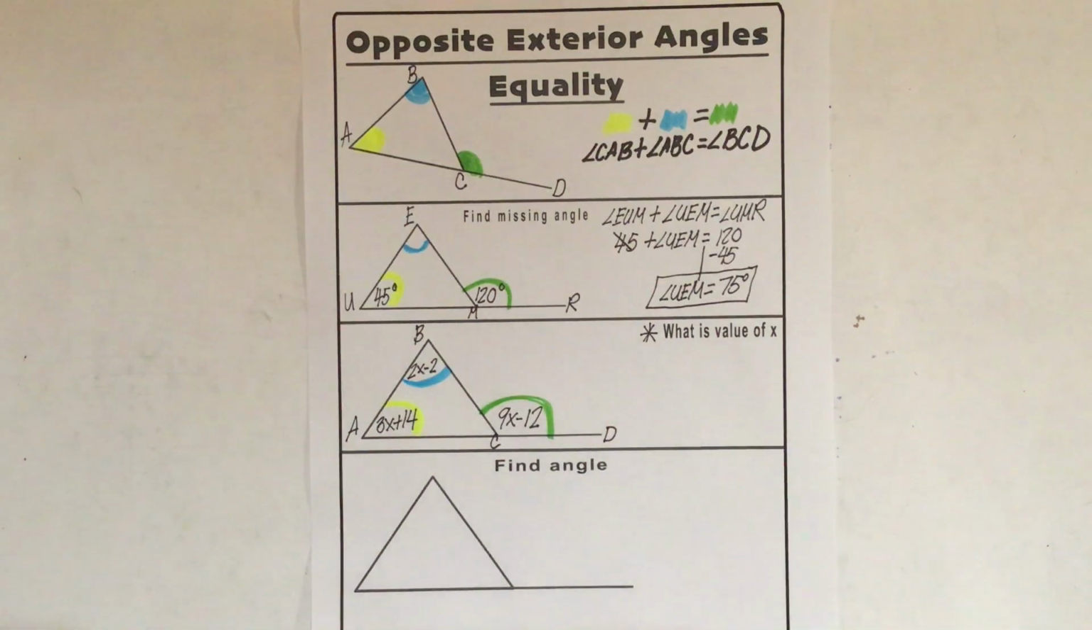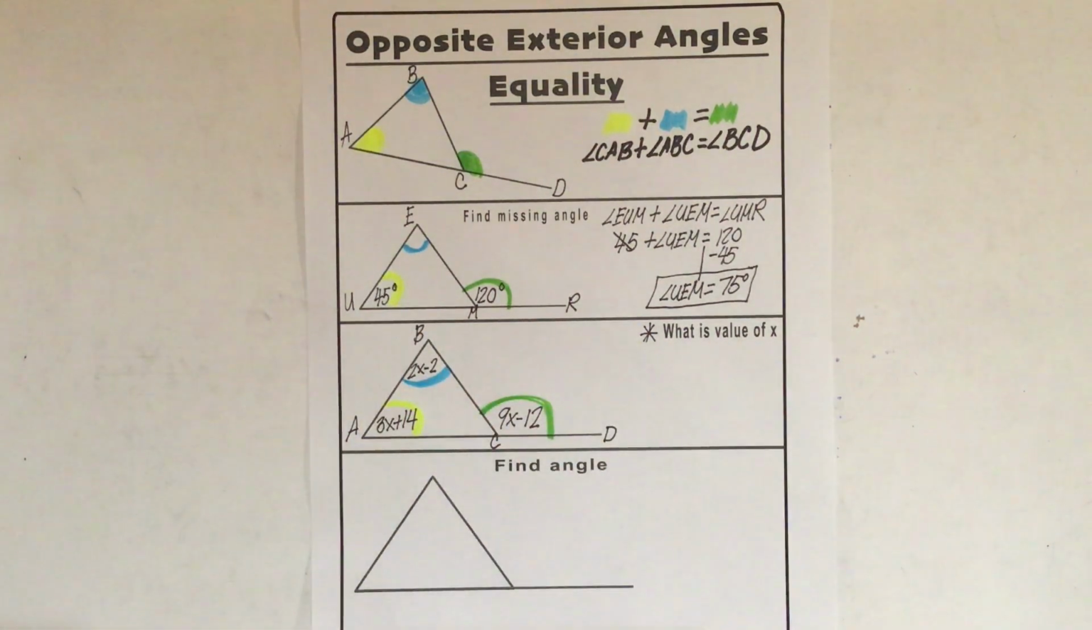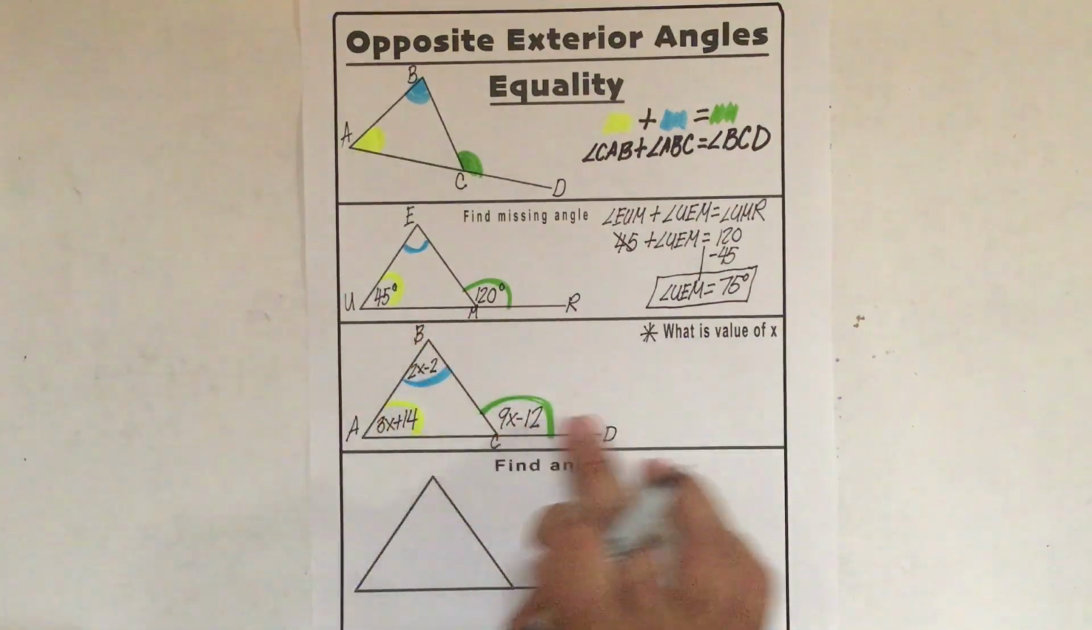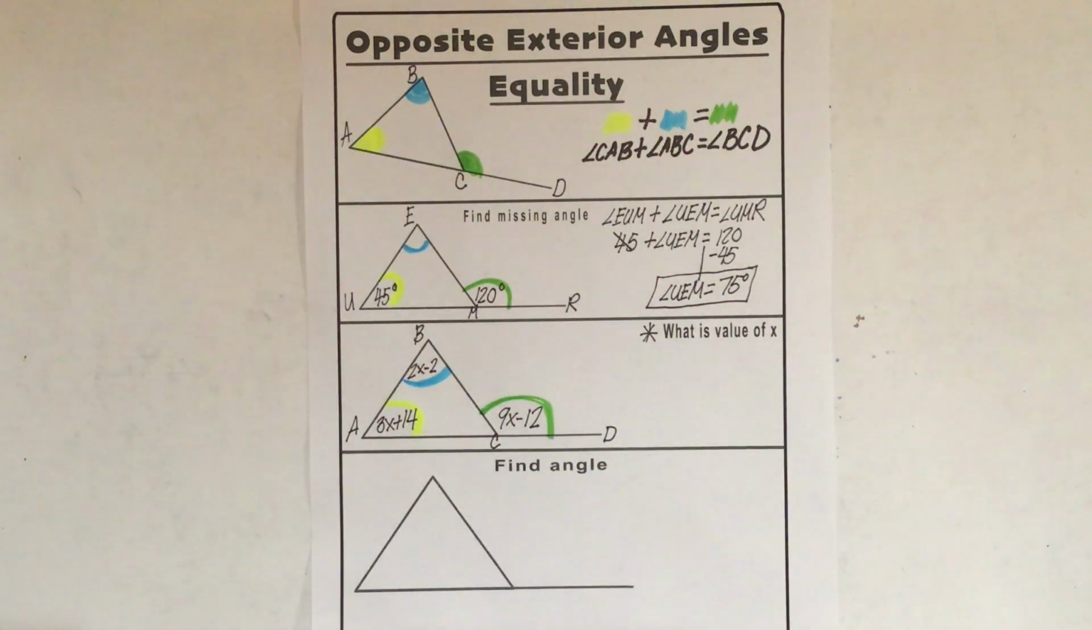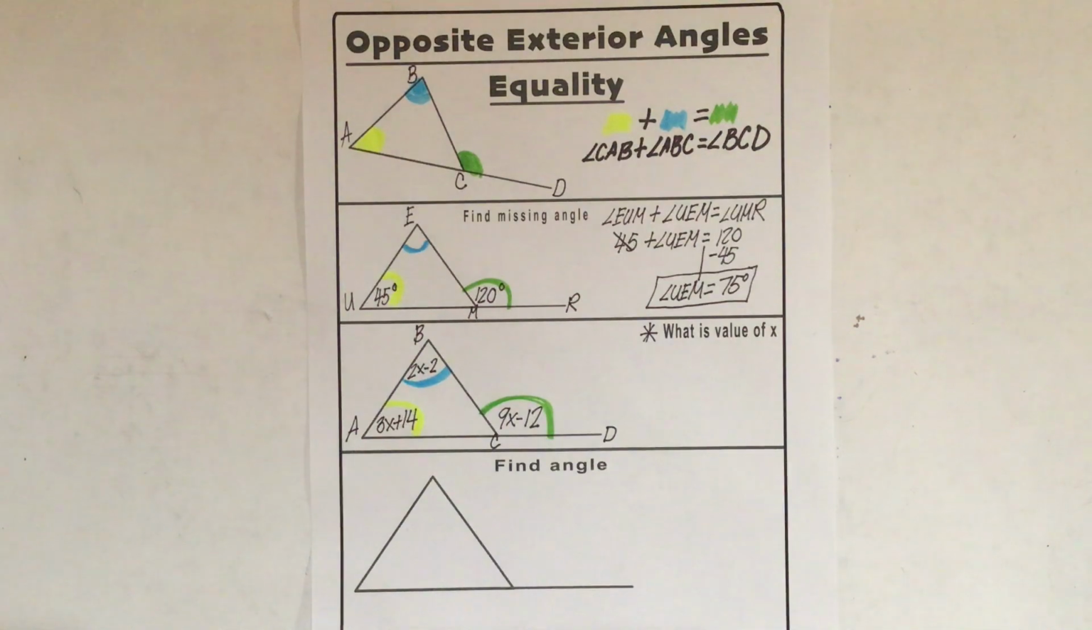Now I put a star on this one because this is the one that we're going to focus on today. Because this is the kind of problem we're going to see on Delta Math. Okay? Find the angle we're going to deal with in the next lesson, but today's lesson we're going to focus on what is the value of x.